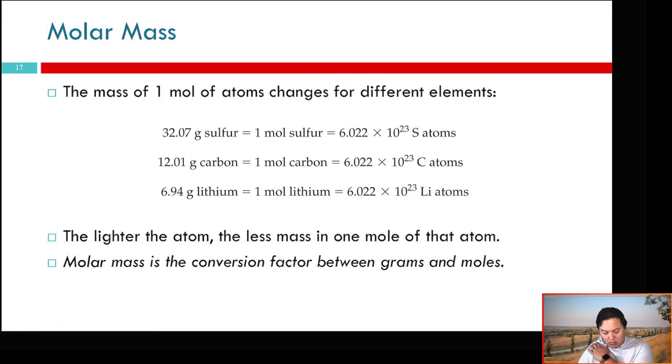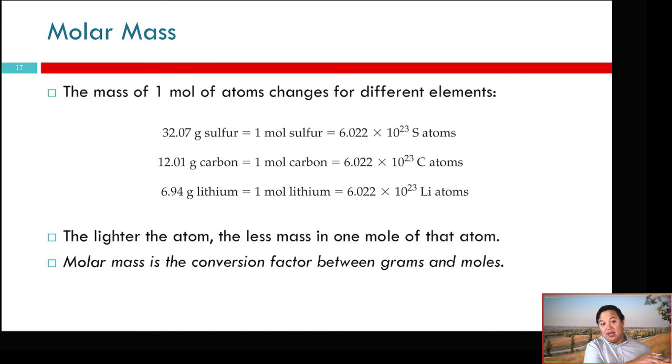Like we just showed in the previous slide, 32 grams of sulfur is equal to 1 mole. 12 grams of carbon is equal to 1 mole of carbon. And 6.94 grams of lithium is equal to 1 mole of lithium. So when we talk about molecules especially, which we'll get to, but if we're talking about different atoms, you need to know the molar mass to be able to convert from how many grams that is to how many moles that is.